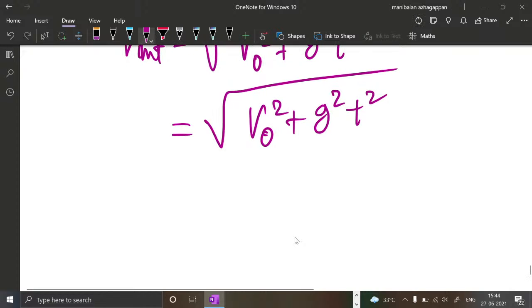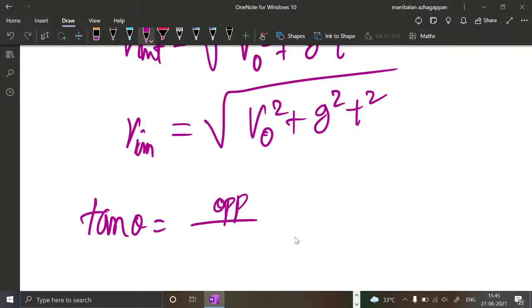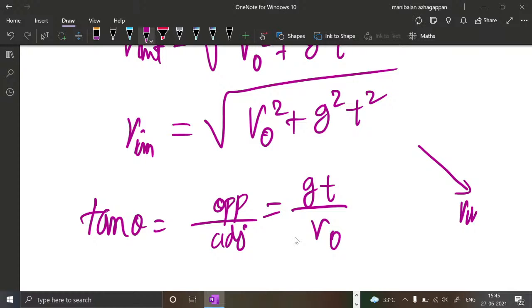Now I got the velocity at a particular instant. In case they ask for the angle, you can take it as tan theta. Tan theta is equal to opposite by adjacent. What is opposite here? Opposite is gt, adjacent is v naught. Because this is the velocity at a particular instant, this side is v naught, this side is gt. Already I told you how we got this.